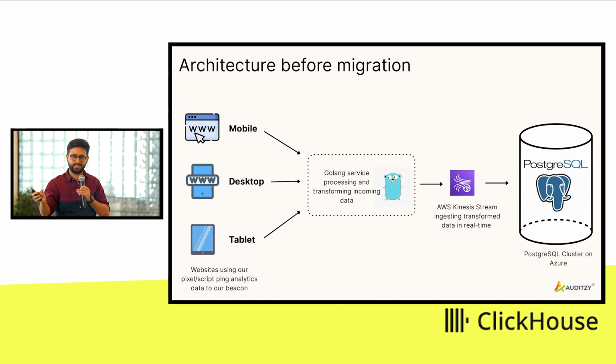So we provide brands with a script, just like a GA or GTM script, but non-main thread blocking. Data comes into a backend server written in Golang, where we convert this raw data into a cleaner data set and push it to a Kinesis stream, which then pushes it to the Postgres database that we used earlier. At this point, everything from dashboards to queries to reports is being handled by Postgres itself.